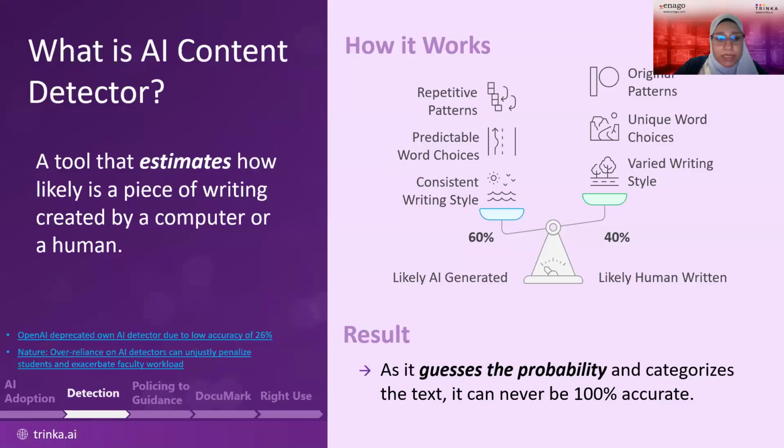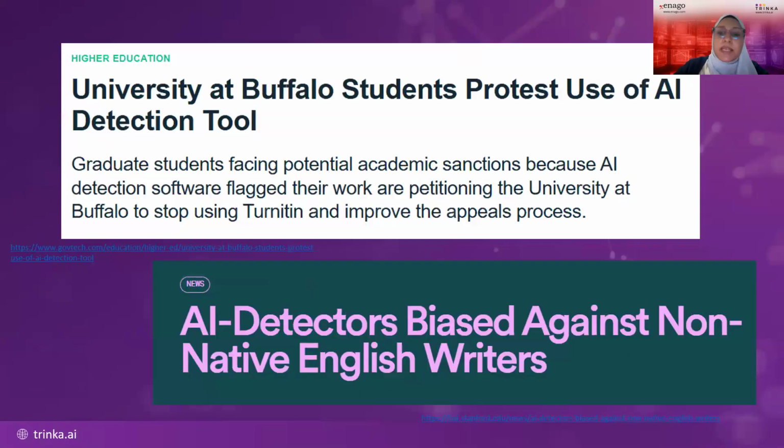We can see from these headlines that some students at Buffalo University protested against the use of an AI detection tool because of its very bad impact on their work, claiming that their work is not original or highly made by AI, while it's not, okay? So they made a petition to stop using the Turnitin AI content detector, because they have been really harmed by its usage for the reasons we have previously said.